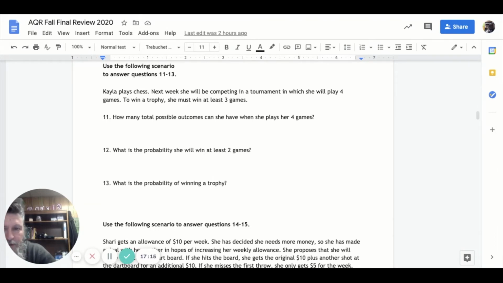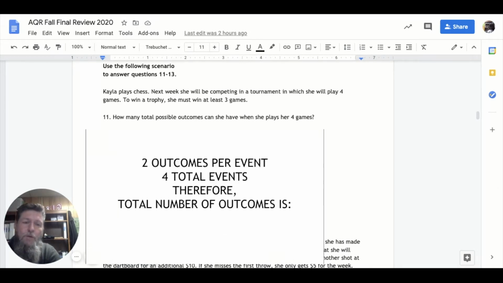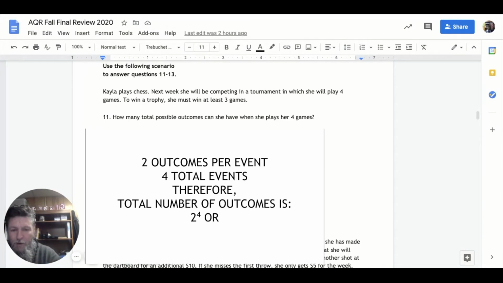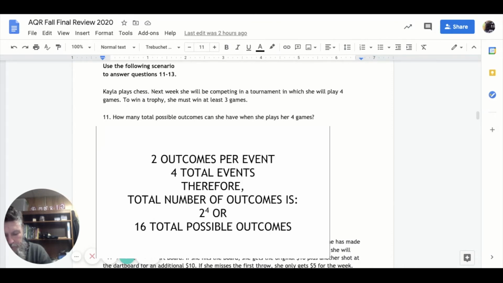Okay, so she's going to play chess. Either she wins or she loses. So she's going to play 4 games. Let's look at what that looks like. Okay, so the question is, how many total possible outcomes are there? Well, it's binomial probability. Remember that when you have 2 possible outcomes for each event, and there are 4 events, it's 2 to the 4th power. And as we can see from our tree diagram, there's 1, 2, 3, 4 levels. This is the 4th level, 2 to the 4th, 16 possible outcomes.